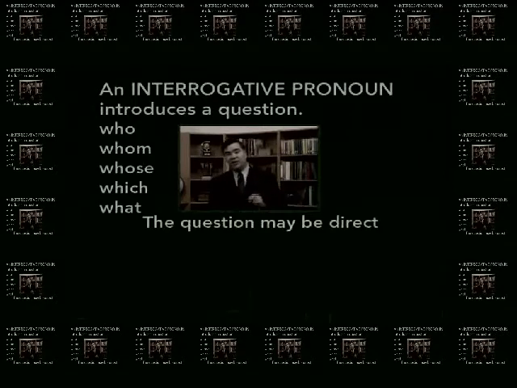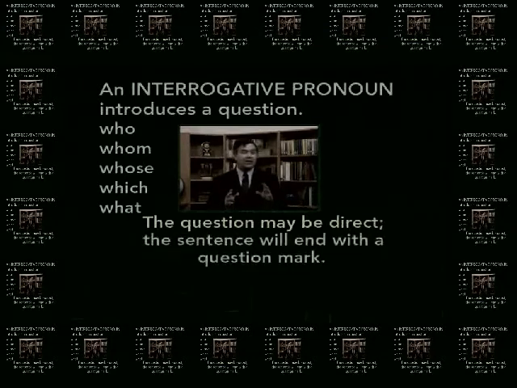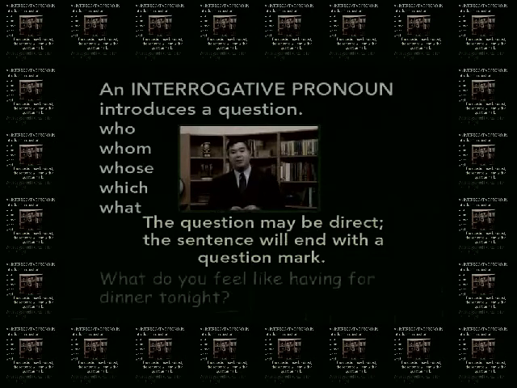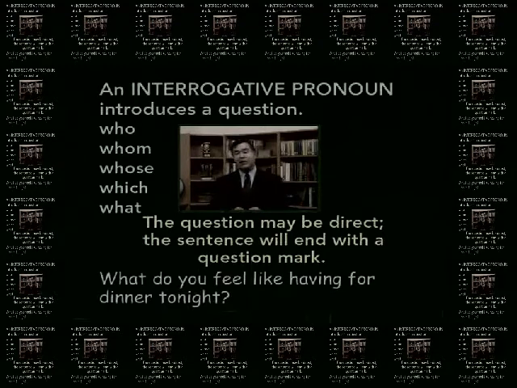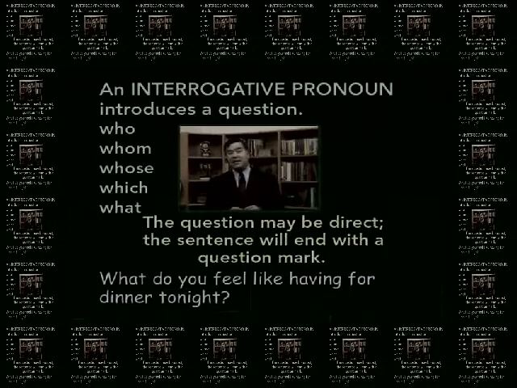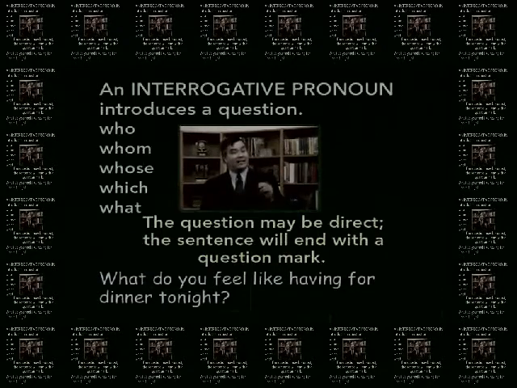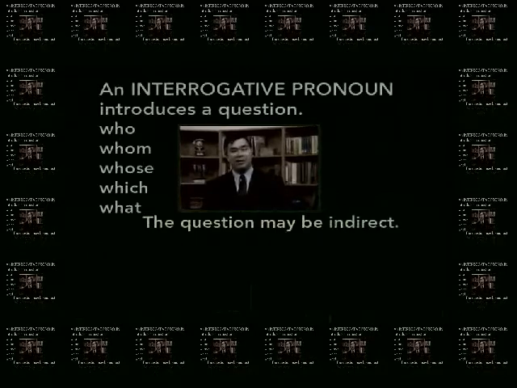Now, the question that the interrogative pronoun introduces may be a direct question, in which case the sentence will end with a question mark, and the question is being asked directly of you, the person that hears the sentence. Here's an example. What do you feel like having for dinner tonight? This sentence ends with a question mark. It's asking a question of you, the person who hears the sentence, and notice that it begins with the interrogative pronoun what. On the other hand, the question may be an indirect question.